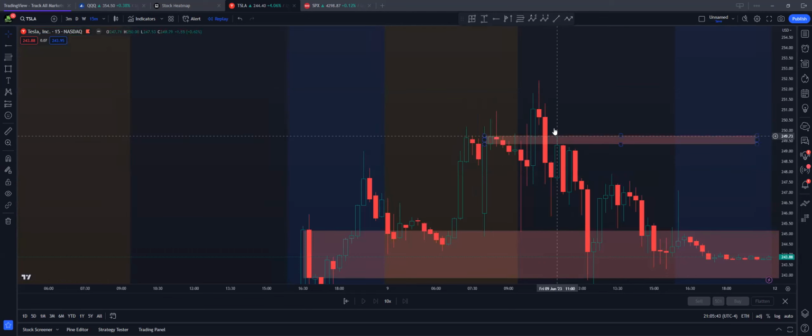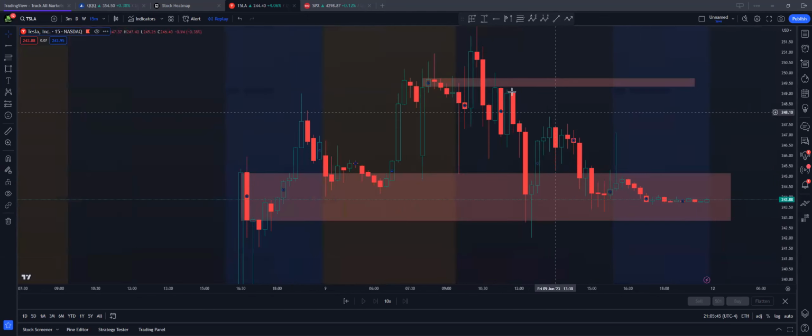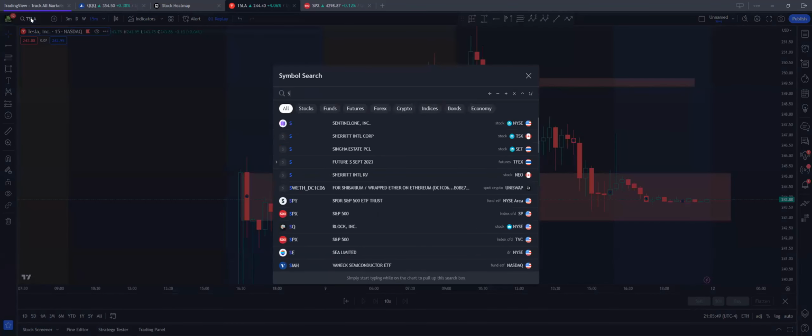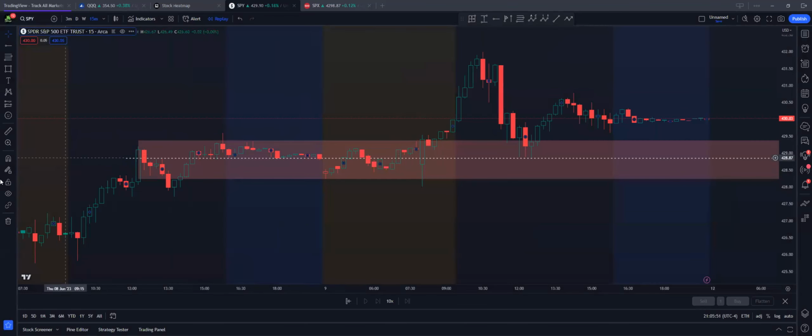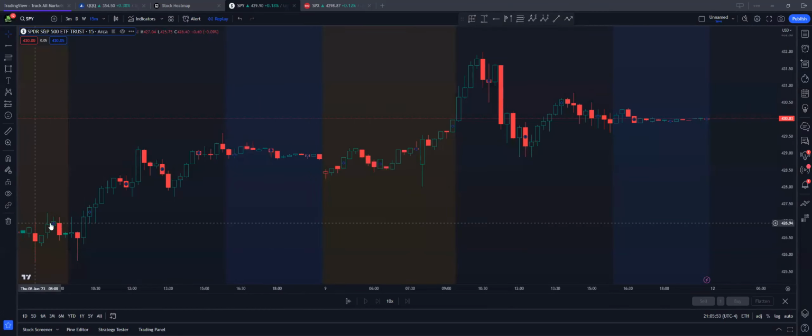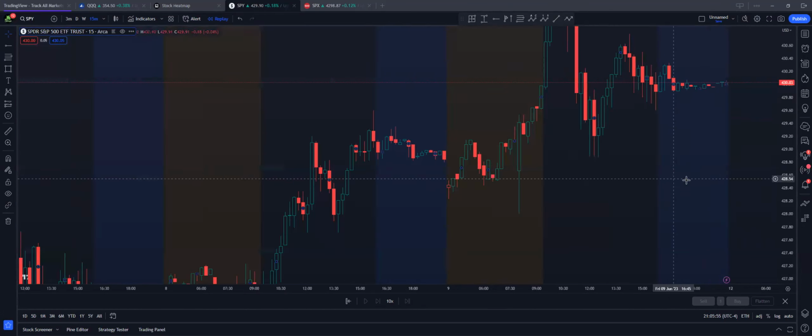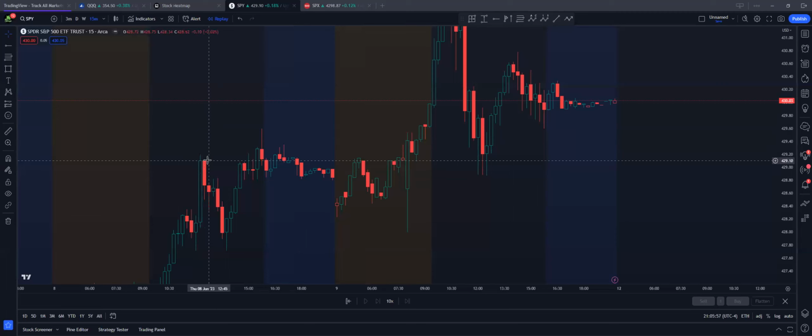And then you see we retested that, breakdown, retest it, down we go. You can see this across the board. If we go back to SPY, we're on SPY. Let's look at after hours, right? Or just throughout the day, really.